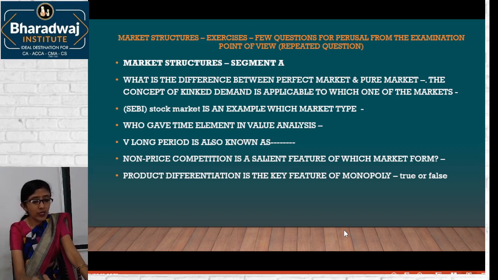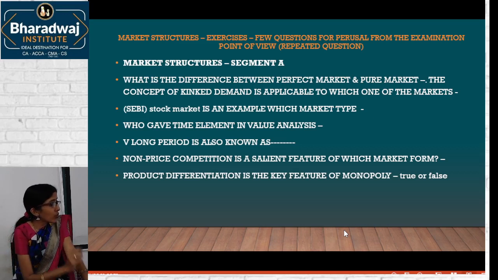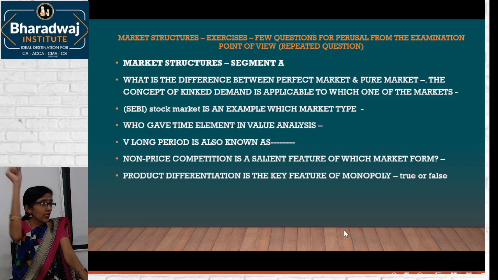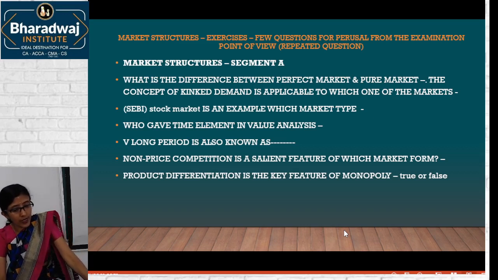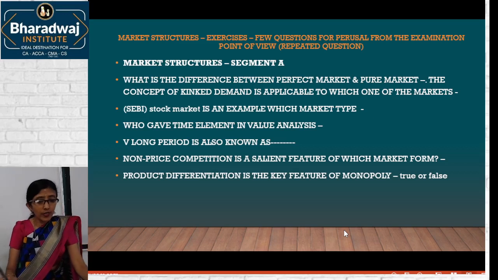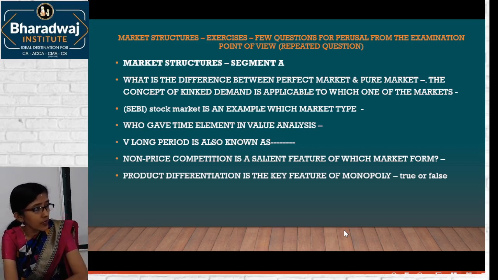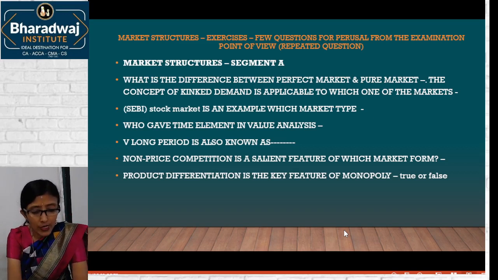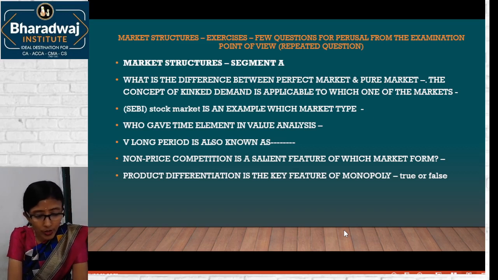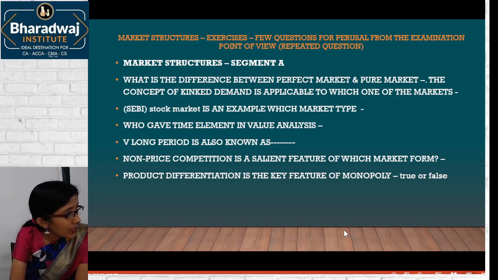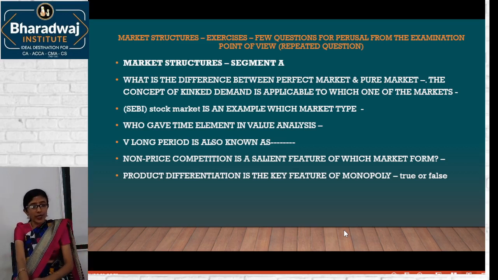Now, please look at this and answer the questions. Have you drawn the line for cost and revenue analysis and put the heading as market structures? Have you done that? Please do this exercise, market structure exercise 1. Write answers for all of these because you are going to give the answer. What is the difference between perfect market and pure market? Write it down.